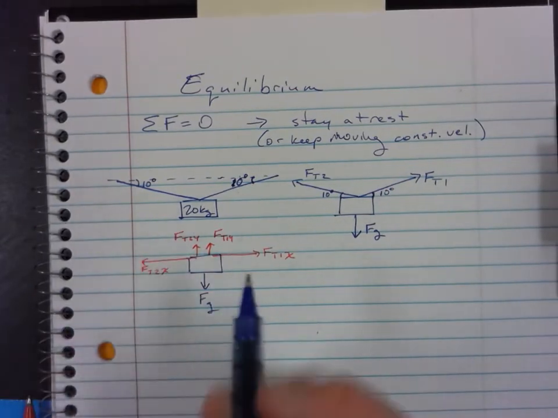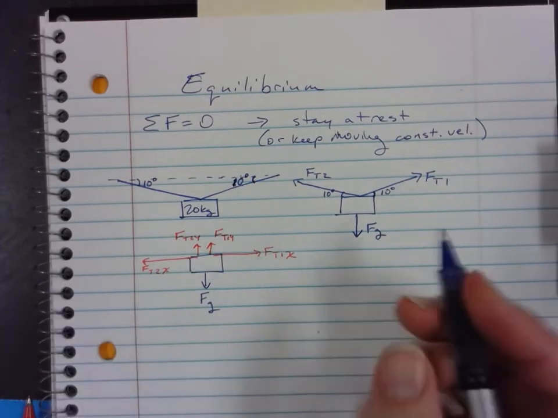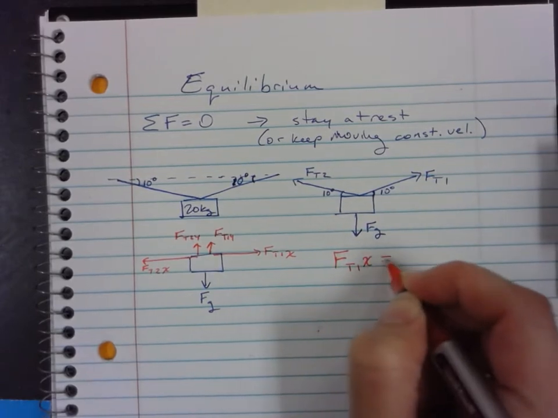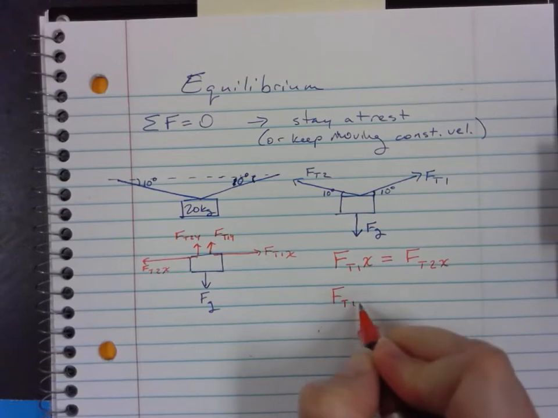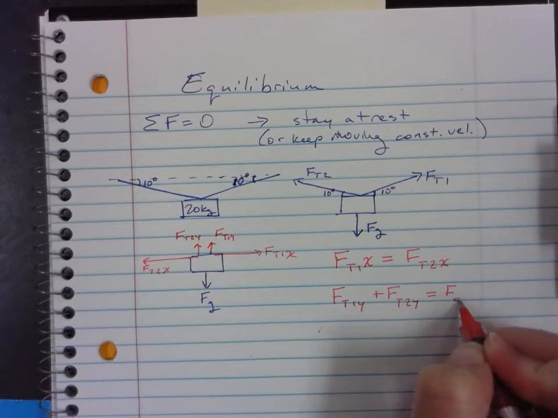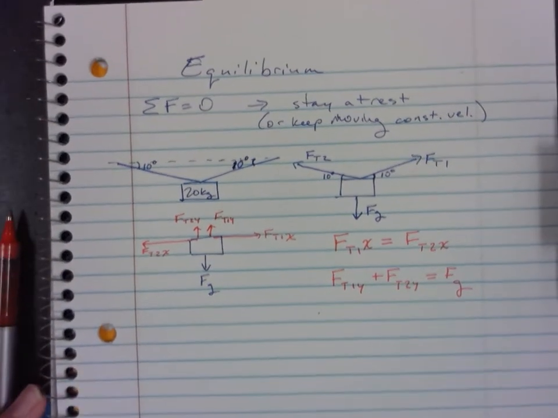Now, this sign is staying at rest. That means everything has to cancel out. So Ft1x has to be equal to Ft2x. And Ft1y plus Ft2y has to be equal to Fg. Whatever. So remember how to calculate components.